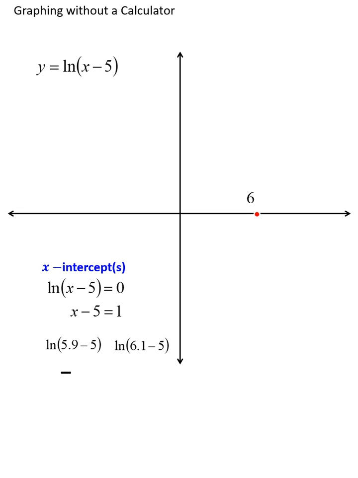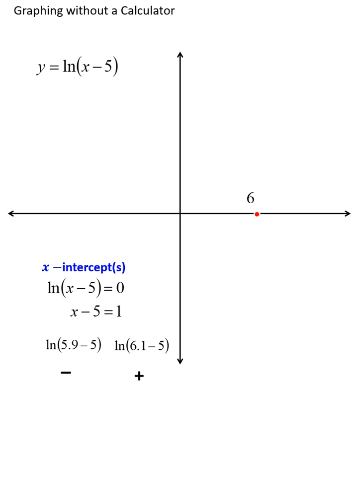On the other side of the intercept, slightly to the right, let's say at 6.1, we get a positive quantity because 6.1 minus 5 is 1.1, and the natural log of anything between 1 and e is between 0 and 1, and specifically positive. So knowing information about the natural logarithm is important here.